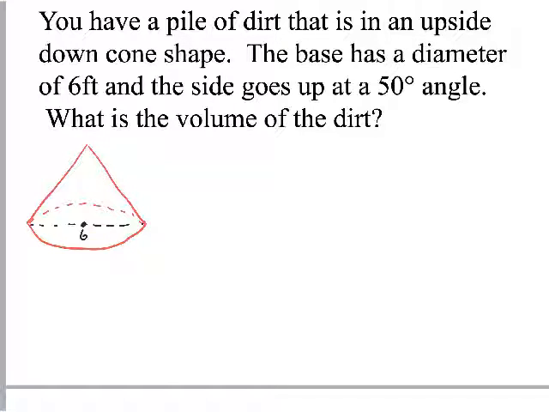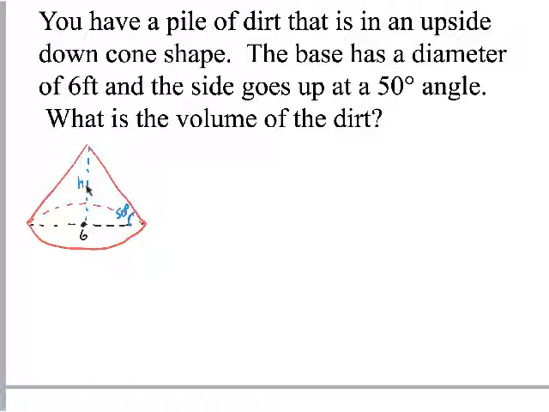If I draw up, isn't that my height? That's going to be important. And isn't this my 50-degree angle right here? You have a 50-degree angle. Your diameter is 6. We're going to need this height because we want volume. Volume of a cone is base times height divided by 3, and the base is pi r squared. So we're going to need this height.